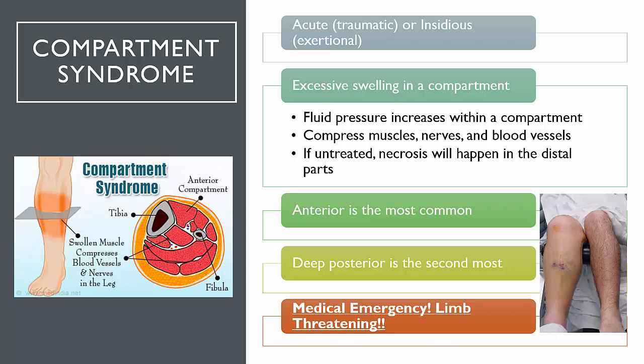In acute compartment syndrome, unless the pressure is relieved quickly, permanent disability and tissue death may result. This does not usually happen in chronic or exertional compartment syndrome. Compartment syndrome most often occurs in the anterior or front compartment of the lower leg or calf.